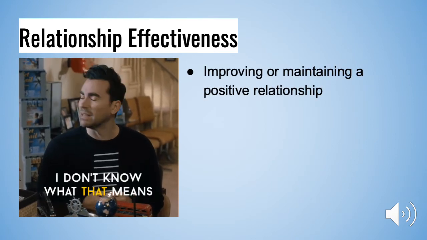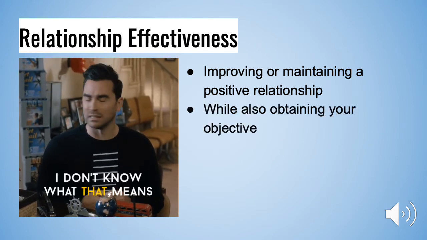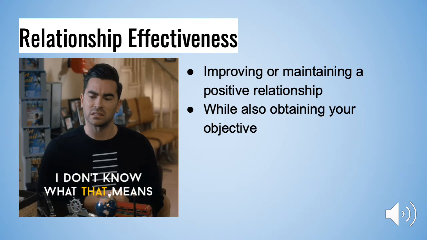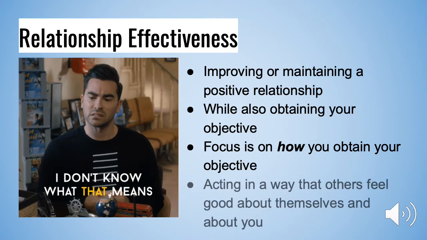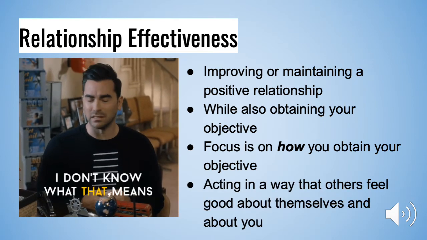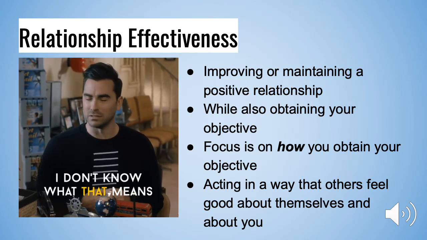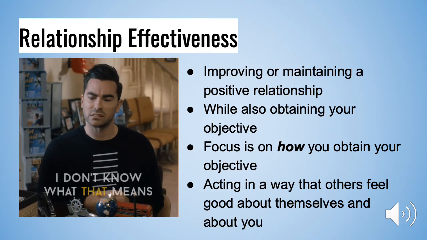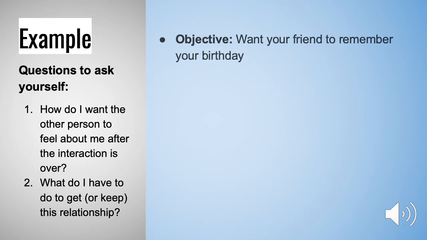So, relationship effectiveness, again, is improving or maintaining a positive relationship while still obtaining your objective. So, the main focus is on how you obtain that objective. And doing this by acting in a way that the other person is still going to feel good about themselves and about you after you obtain your objective. So let's use an example of how we can differentiate between relationship effectiveness and getting your objective.